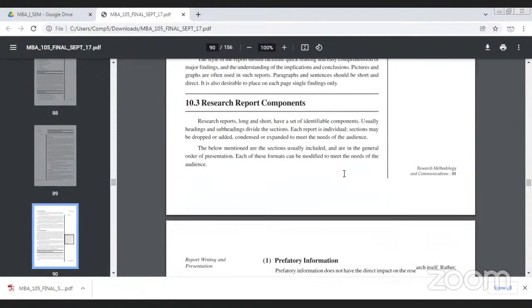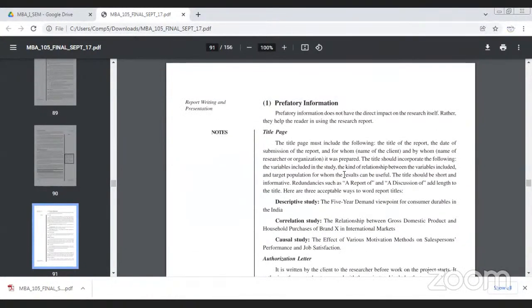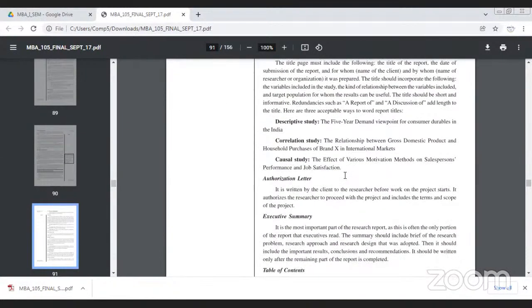Okay, next, research report components. First is preliminary information.